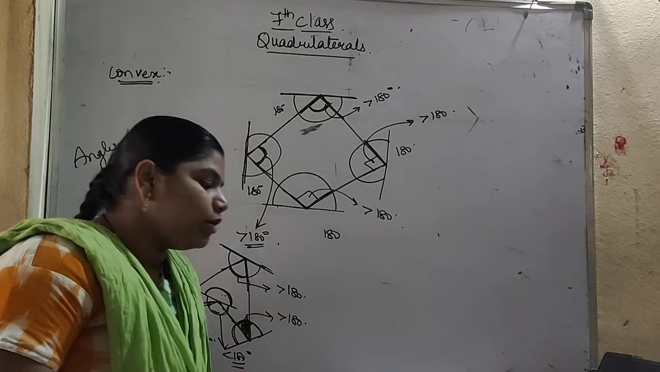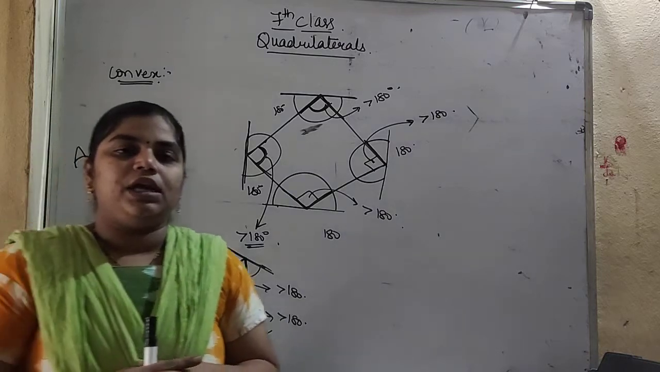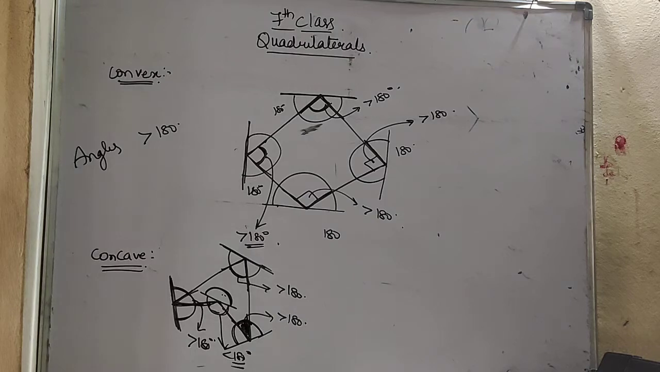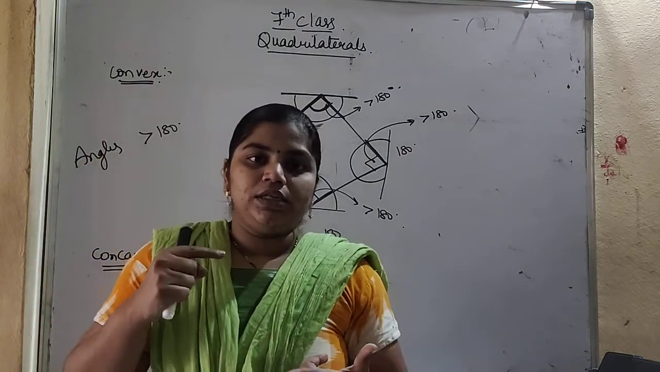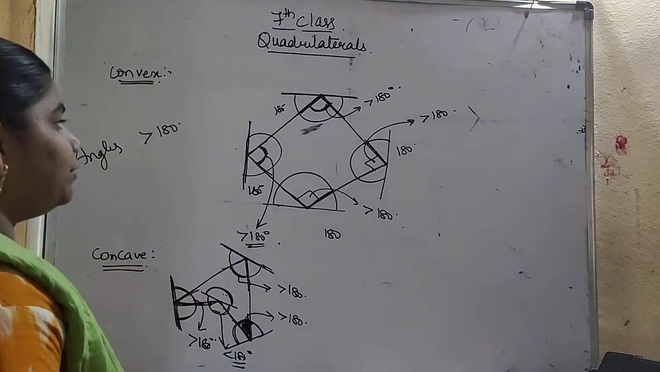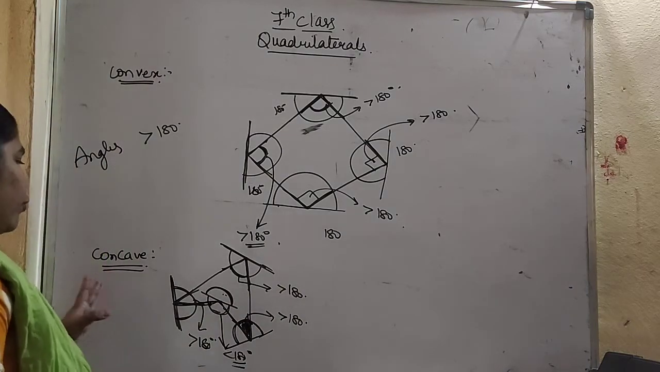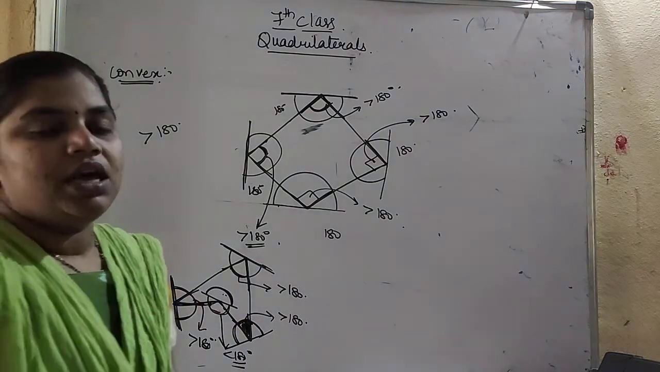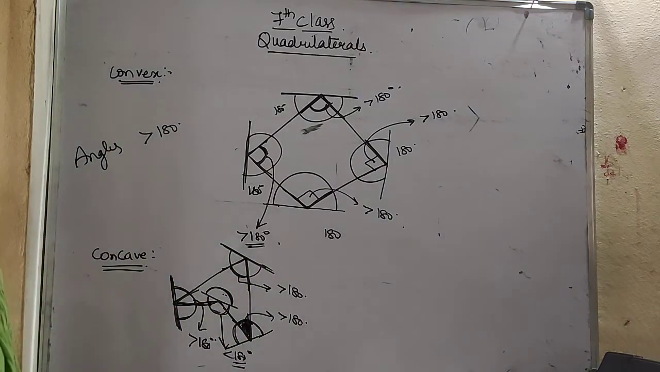So what do you mean by concave quadrilateral? A concave quadrilateral is one where one of the angles is greater than 180. How many different types of quadrilaterals are there? We have two different types: convex and concave. Convex quadrilateral means all the angles are less than 180. Concave means one of the angles is greater than 180 degrees. So these are the two different types of quadrilaterals.